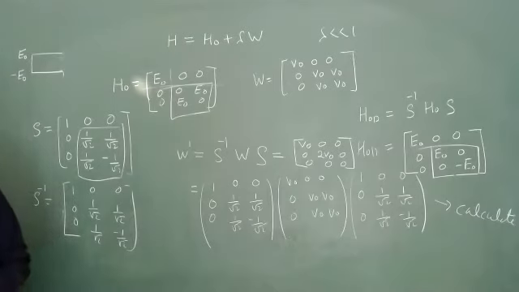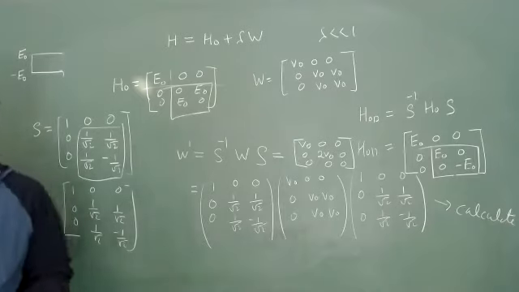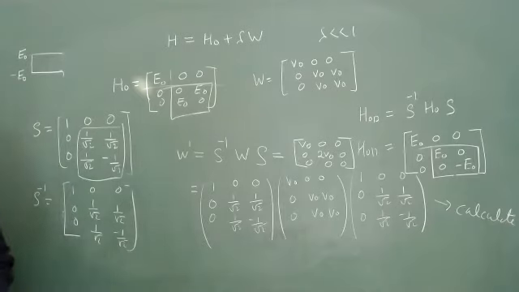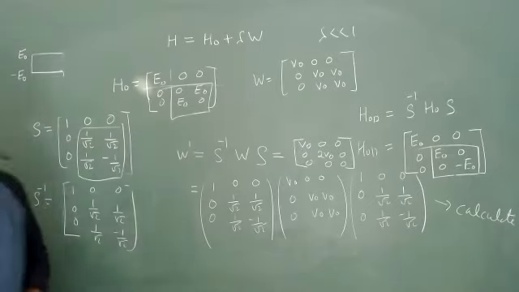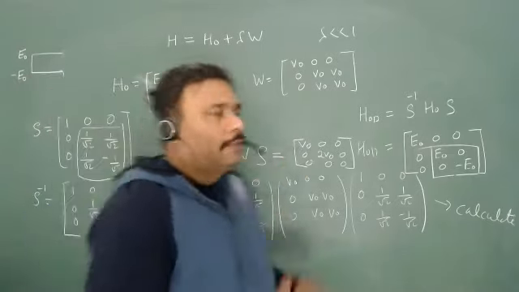Sir, it will be √2 V naught, maybe. No, no, no. Just do it smartly. Okay sir. Yes, sir. Are you getting this thing? Yes sir. Yes, you will get this particular thing.